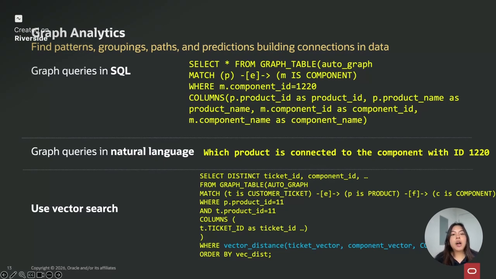And then we have a columns clause where we're basically telling the query which columns we want to return. So in this case, we're looking for product ID, product name, and then the component ID. And in natural language, this query could be translated to: which product is connected to the component with ID 1220?